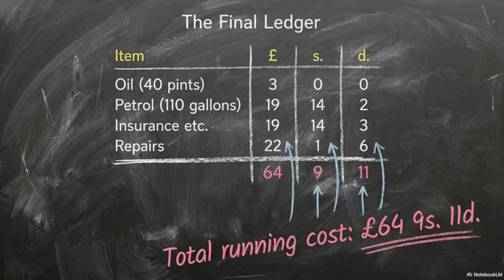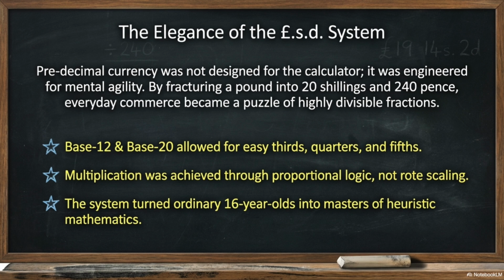So finally, we can do our addition for all of the various items. So oil at 40 pints is £3. Petrol at 110 gallons is £19, 14 shillings and 2. The insurance and licences, £19, 14 shillings and 3. Repairs, £22, 1 shilling and 6. And it all adds up to £64, 9 shillings and 11. See, that wasn't hard, was it? It just took longer.